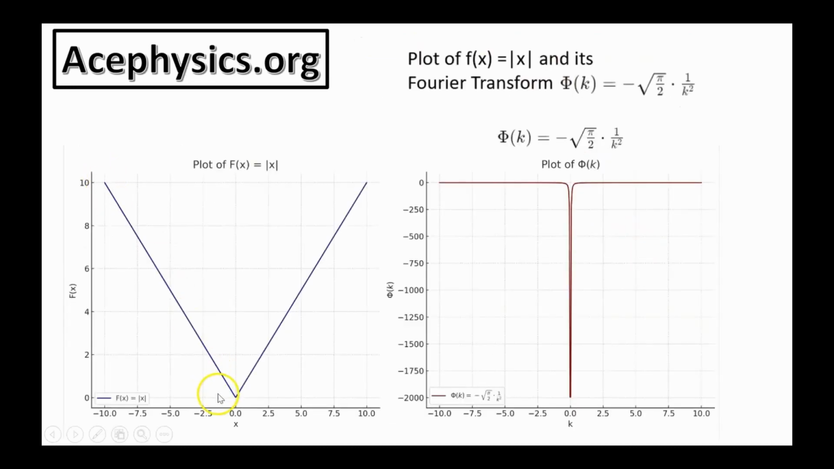This is a plot of the absolute value of x between negative 10 and 10. Of course, it goes on for infinity. And this is the inverse Fourier transform, phi of k, the weighting function for each of the complex exponentials. And you can see that it's very small for k's that are outside of the range of around, almost all the k's are between 1 and negative 1.